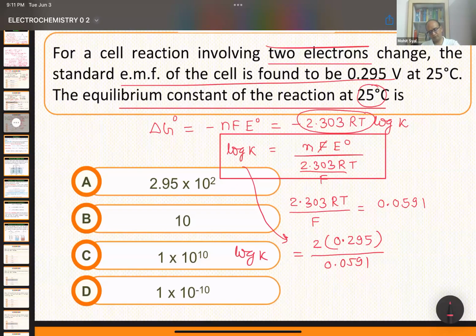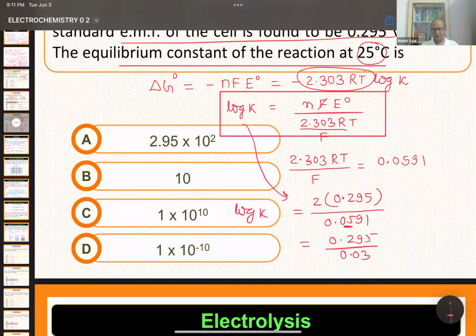Okay. So if I take 0.295 divided by 0.06, then I will cancel this 2 with the 0.06, and it will become 0.03. It will become 29.5 divided by 3. 3 nines are 27, then 25, 9.5. Okay, somewhere around 9.8. Is it clear?